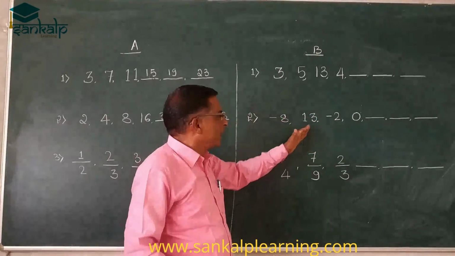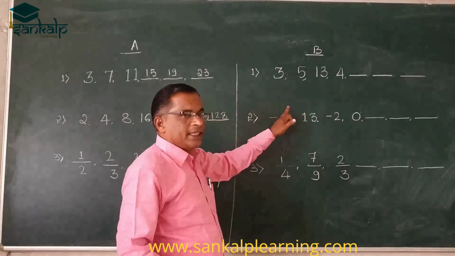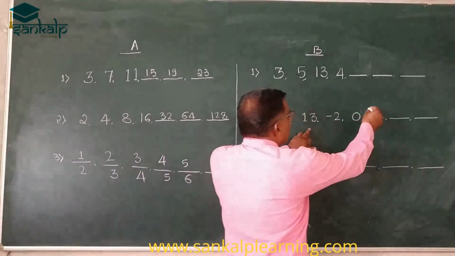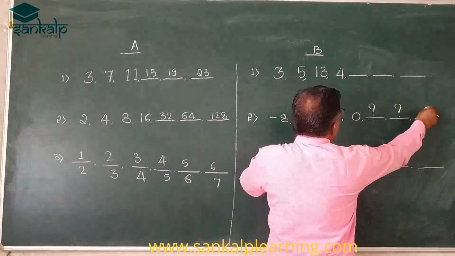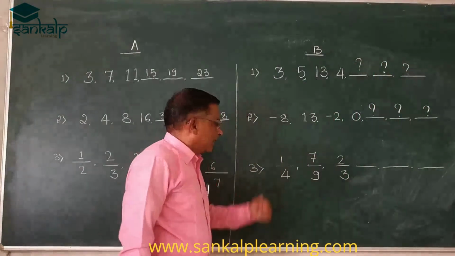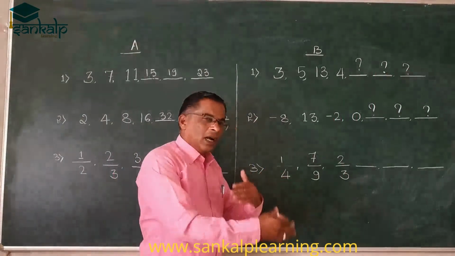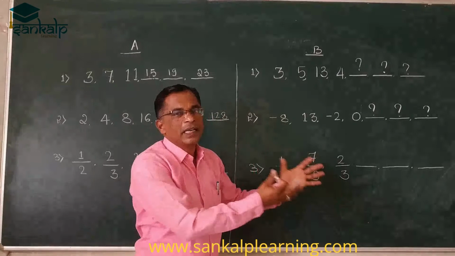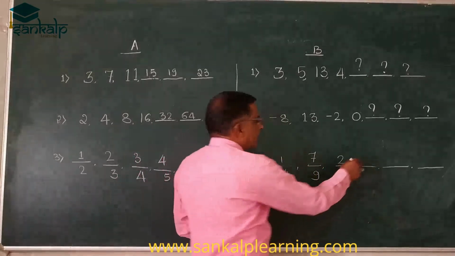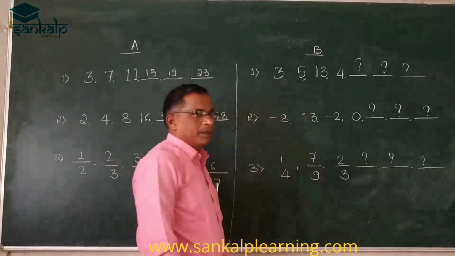Minus 8, 13, minus 2, 0. There is no certain rule among these numbers. That's why we are unable to write the next numbers exactly. We cannot say. The third example is also the same, like that only: 1 by 4, 7 by 9. However we have listed them, we cannot say exactly what will be the next number.